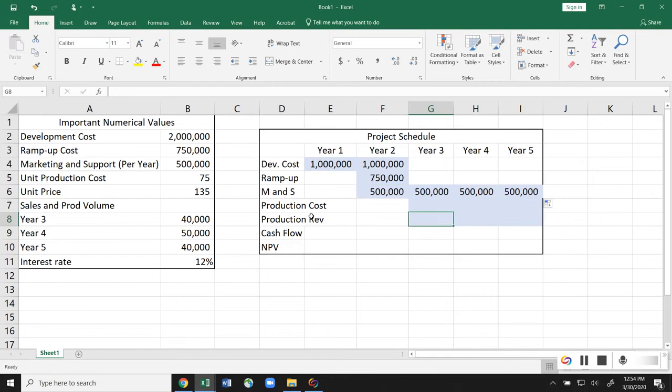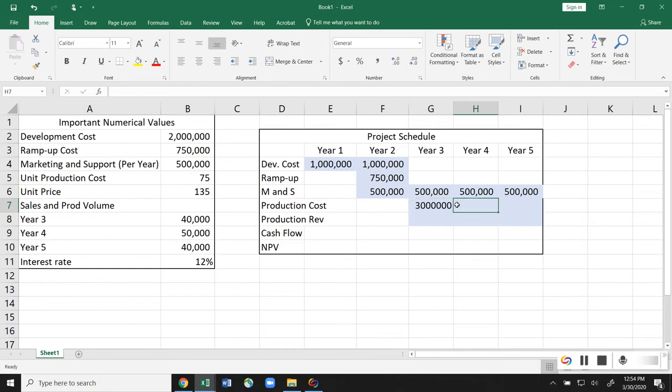Okay, production cost. So with production cost, we're going to have for year 3, it's going to be our total units that we're going to produce times how much it costs to produce it.